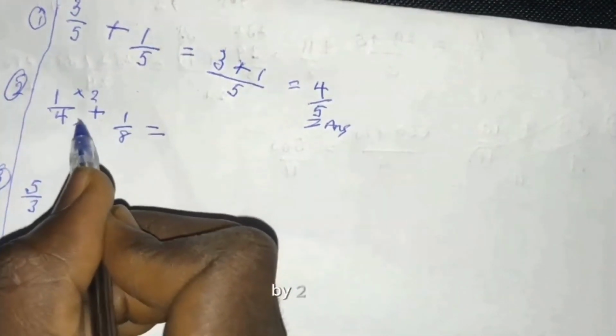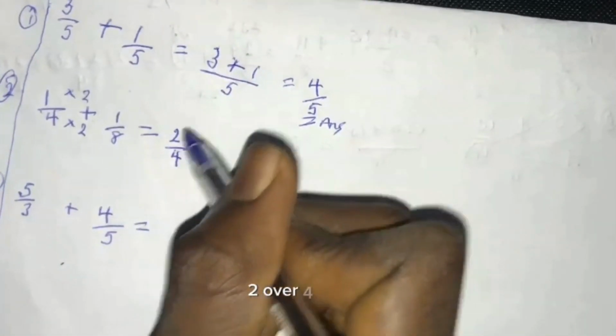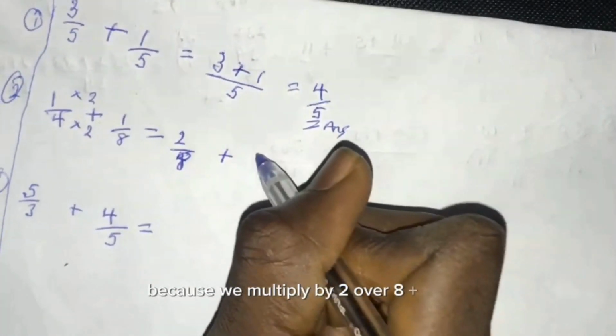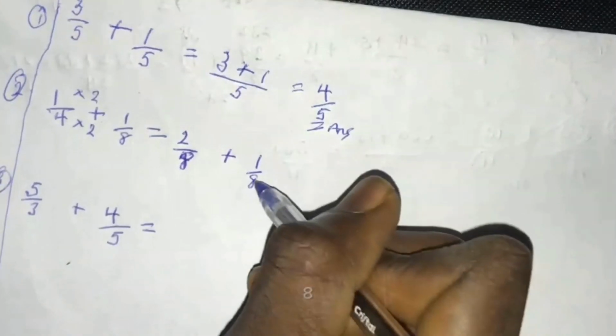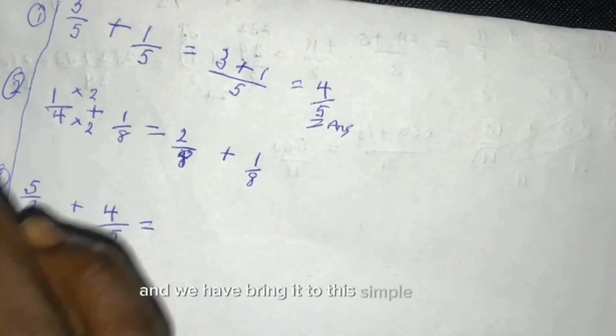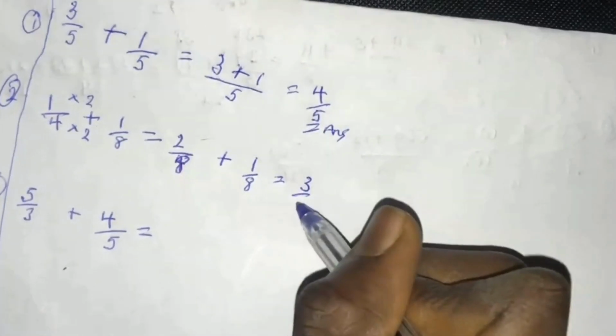So we multiply it by 2, by 2, by 2. We have something like 2 over 8, because we multiply by 2, plus 1 over 8. We have brought the denominators to be the same. This is 8, this is 8, and we have brought it to a simple fraction. You can just add the numerators together. 2 plus 1 is 3 over 8. That's the answer.